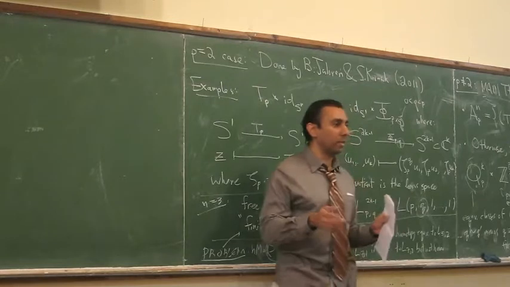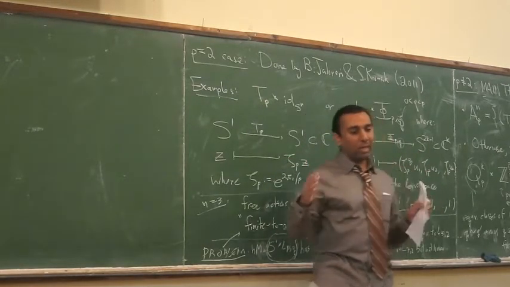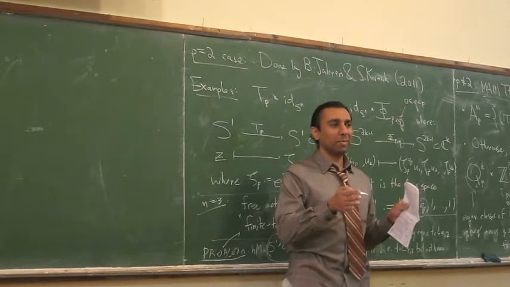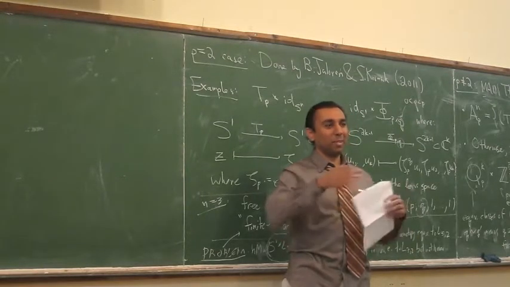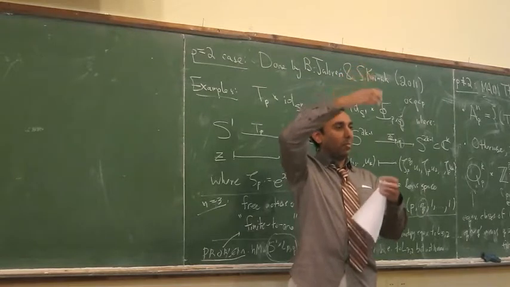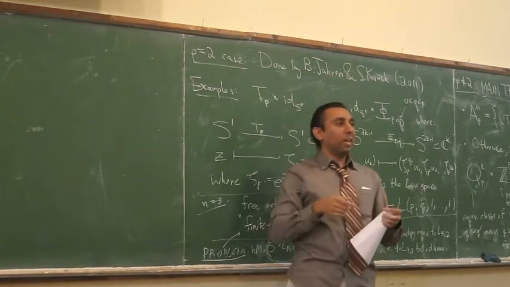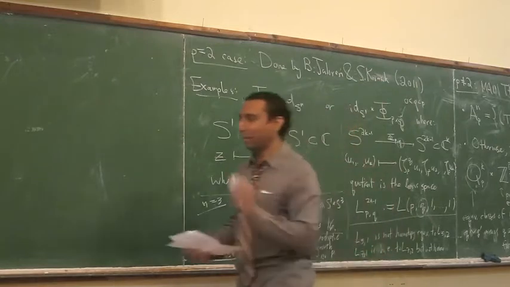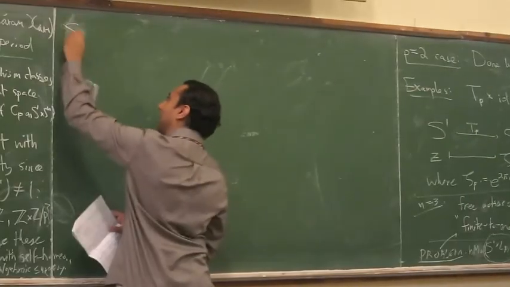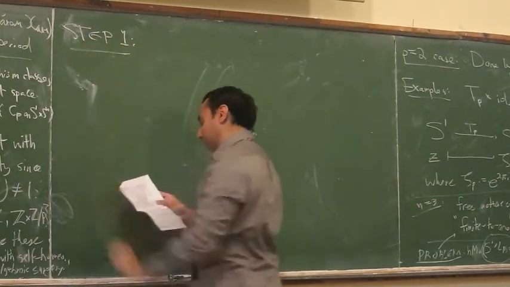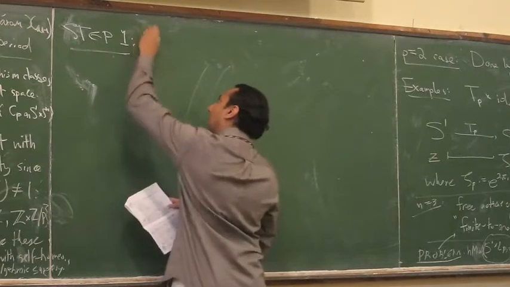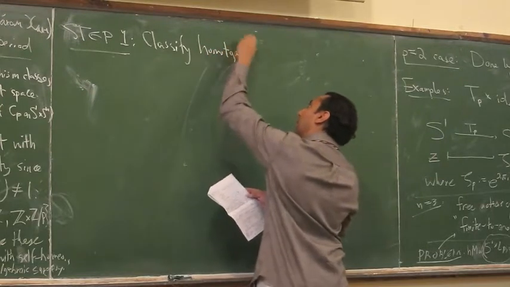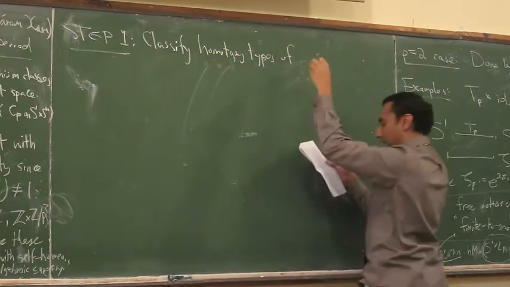And this classical surgery theory is called the decoration. So the way I deal with it geometrically is I go from homotopy equivalence to h-cobordism. Do you know what h-cobordism is? Cobordism is when two manifolds are the boundary of some other manifold. H-cobordism, I'll tell you later, is when the inclusion is a homotopy equivalence. So let me just write this down. Step one: classify the homotopy types of the quotient.